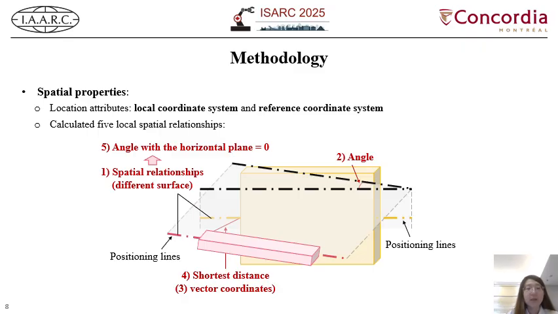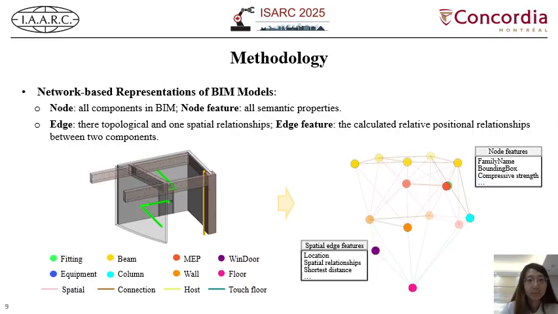For spatial properties, this study first extracts the location attributes from the IFC fields, including the local coordinate system and reference coordinate system. However, simple coordinate information alone is insufficient to intuitively reflect the spatial relationships between components. To address this, we define a local spatial relationship by identifying all components within a specified distance from a given component and computing their relative positions, as illustrated in the figure.